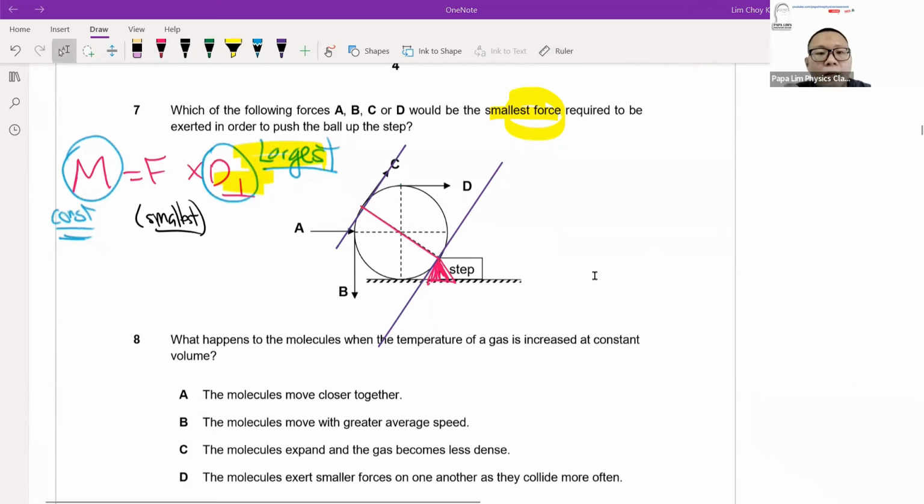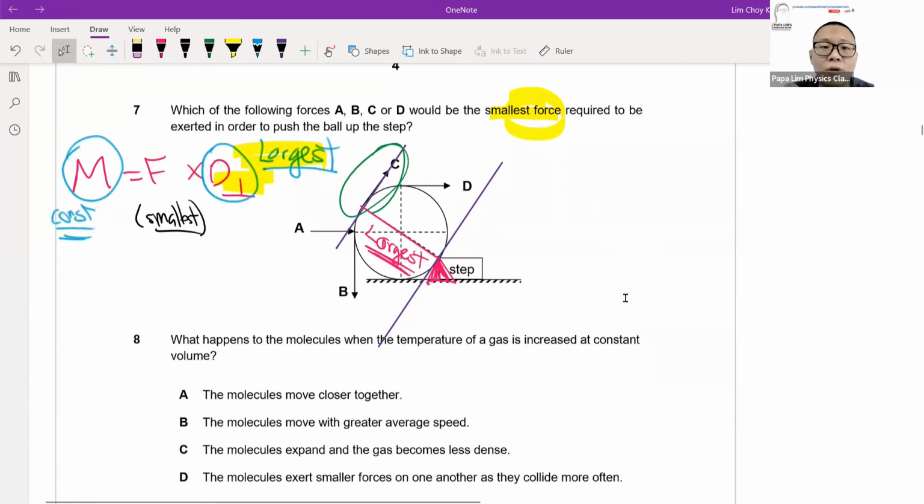C. And the perpendicular distance for C, if you look at all the options, you will find will actually be the largest. As such, I will definitely have the smallest force applied. So if I want to push the ball across the steps using the smallest force, I will need the largest perpendicular distance, which is why I apply my force at C.